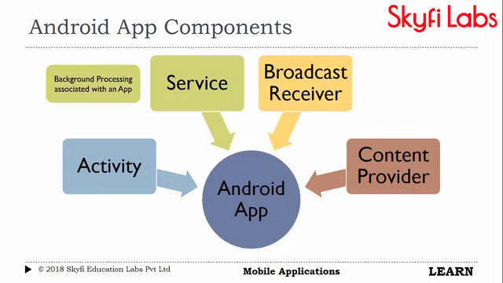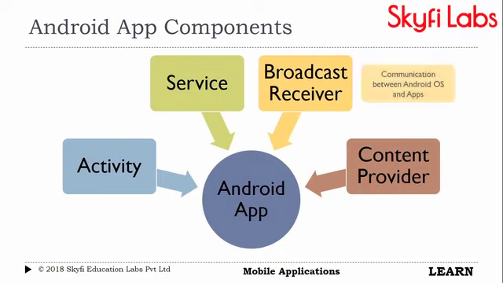Broadcast receivers handle communication between Android OS and the applications. They simply broadcast messages from other applications, or from the system. For example, applications can initiate broadcasts to let other applications know that some data has been downloaded to the device and is available for them to use.